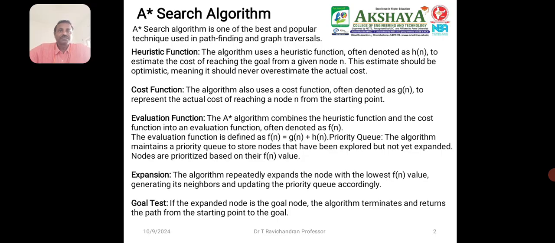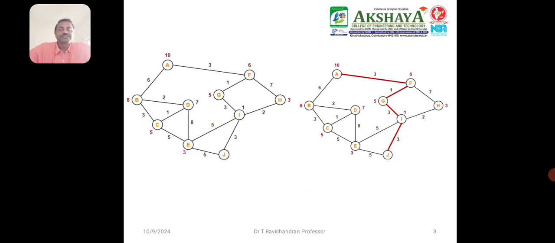Everyone knows the heuristic function is denoted by h of n, the cost function is denoted by g of n, and the evaluation function f of n is equal to g of n plus h of n. The total value which is lower, the expansion is performed. In the goal test, every state is verified against the goal, and then we move to the next level. The example: this diagram is for reaching the goal J, from A to J. There are more goals.